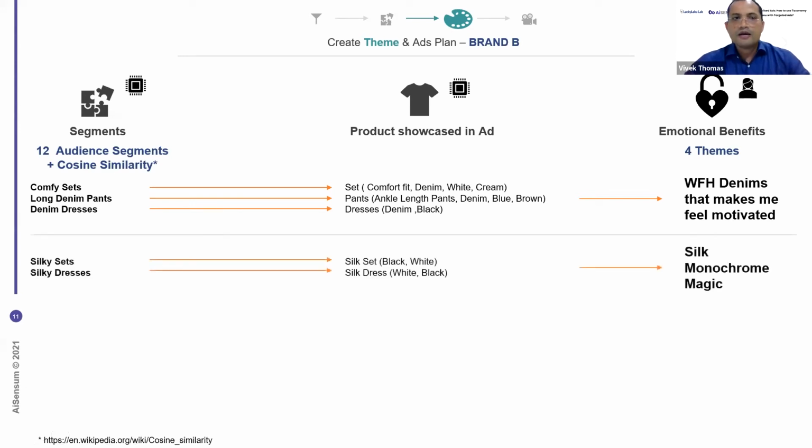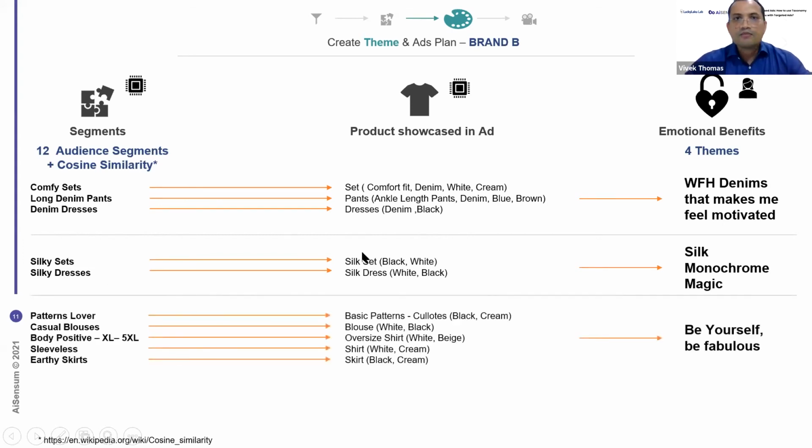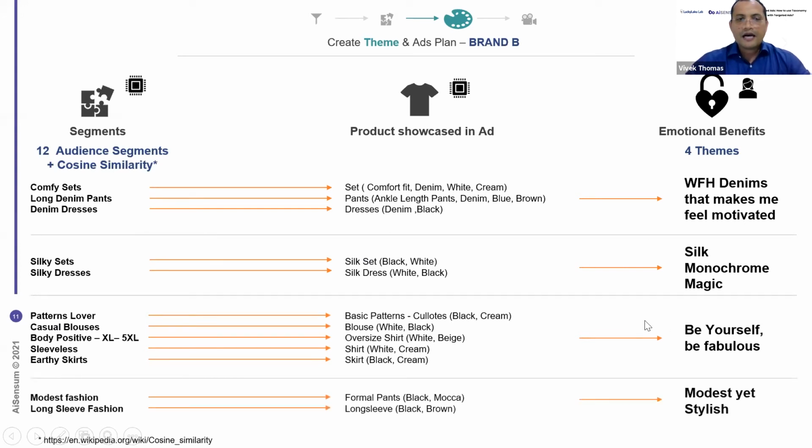Now let's look at some other examples. The same thing, silk but monochrome magic. Now there was tops with monochrome magic, but here is an option of getting silks with monochrome magic. Here are a lot of products which have bunched together, which we call Be Yourself, Be Fabulous. Okay, and the last one was a lot of modest fashion came up together, and we've said modest yet stylish.